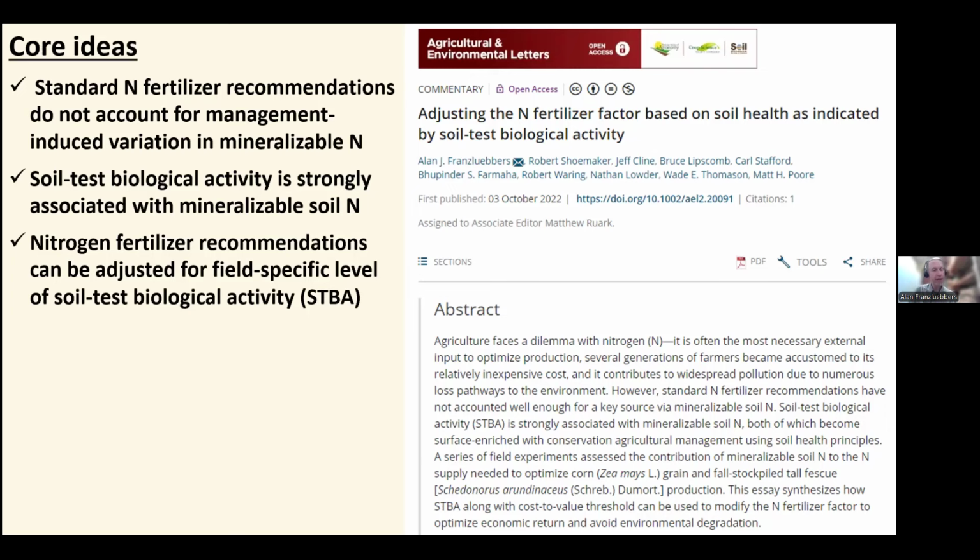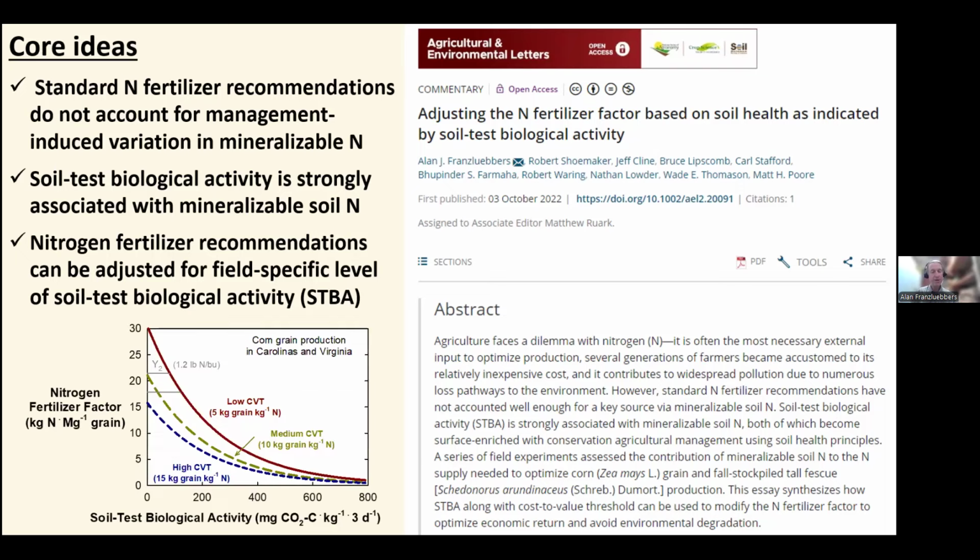So nitrogen fertilizer recommendations can be adjusted for the field-specific level of soil test biological activity. And that's shown here in this diagram, where if we had low biological activity, we need to follow the recommendations basically for what I would say, just to use a simple term, is relatively dead soil that doesn't have much biological activity.